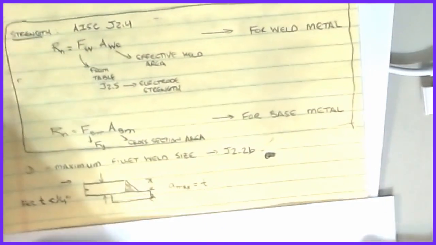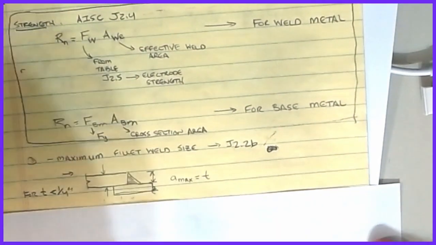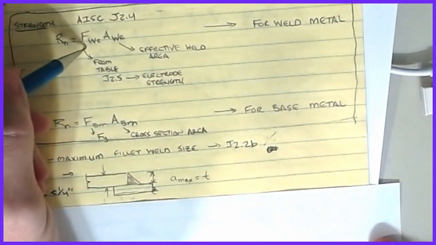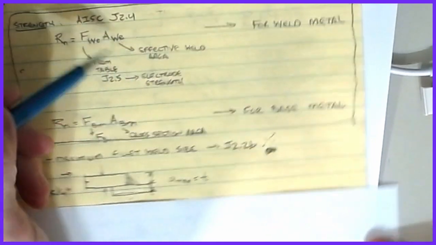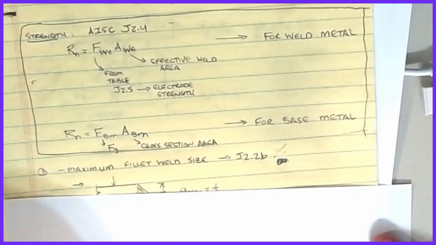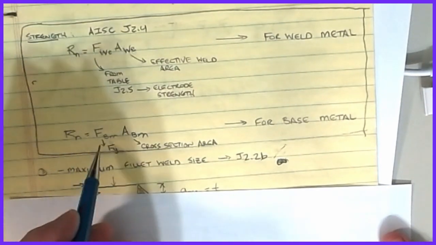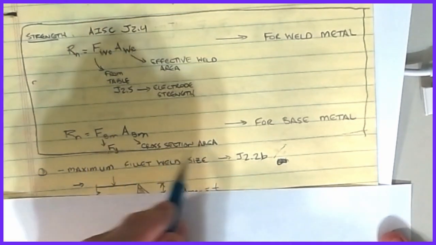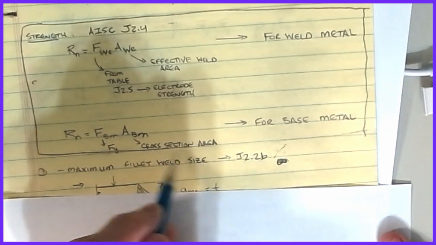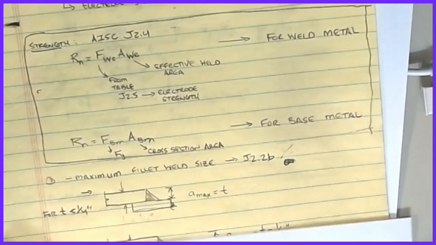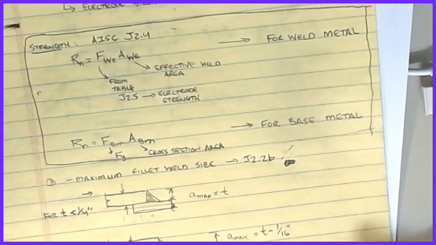All right, so we'll define these different properties here. The FW, that's the FWE that came out of that table J2.5 that I just showed you. The effective weld area is basically the throat of the weld multiplied by the length of the weld, for the weld metal. For the base metal, it's the FY. FBM is the FY of the base metal, and then ABM is the cross-sectional area of the part that's being connected. So that's sometimes a little less than intuitive, ripping the metal exactly at the location of the weld. Okay, all right. And again, we'll come back to this here in just a second.